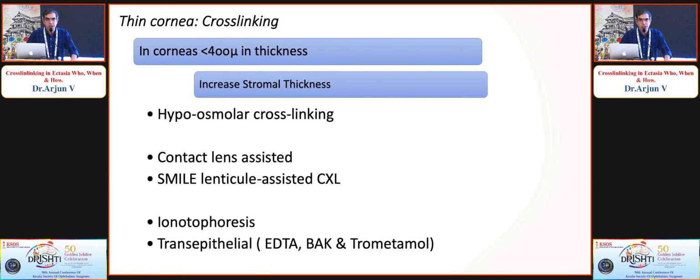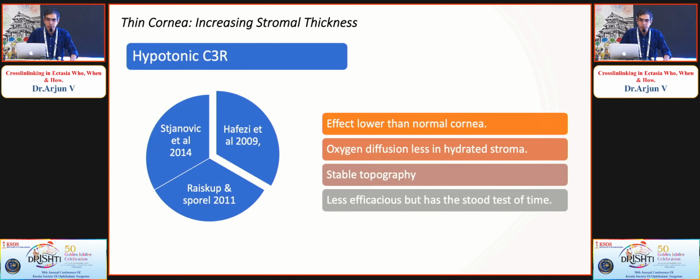So moving on to thinner corneas, we have many options, but the most common option we use is the hyperosmolar cross-linking. Other options are the contact lens based or the SMILE lenticule based, and iontophoresis and transepithelial. So hyperosmolar has also been tested over years and has stood the test of time. The only problem is, whatever method we try to swell up the cornea and increase the stroma so that we can prevent endothelial damage, such swelling will cause inadequate diffusion of oxygen, inadequate diffusion of drug, and the effect may not be as good as the standard protocols.